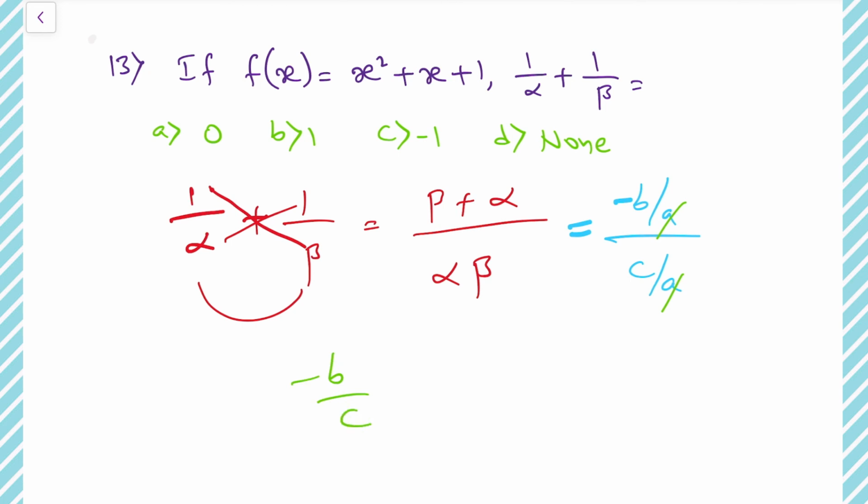So here in the given polynomial, before x square nothing is there, so 1. Before x nothing is there, so 1. That is equal to minus b. b is nothing but the x coefficient. The x coefficient is 1. So 1 by c. c is the constant, again that is 1. Minus 1 by 1, minus 1. So option C is the correct option.